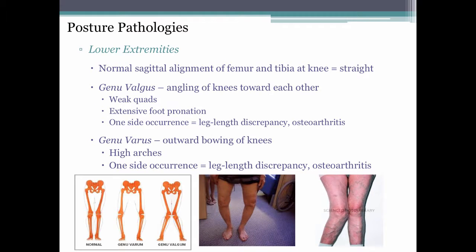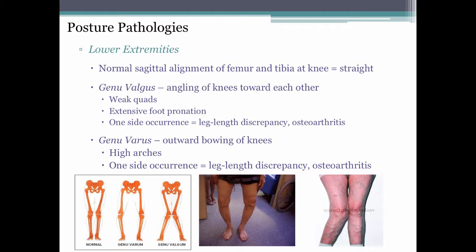So looking at lower extremities, we can have genu valgus, in which the knees are angled in towards each other, and you can have weak quads. More likely, you've got weak hip abductors and weak glutes. You can have excessive foot pronation. It can occur on one side, possibly from a leg length discrepancy. It can also be from osteoarthritis. So that's the knock-kneed condition.